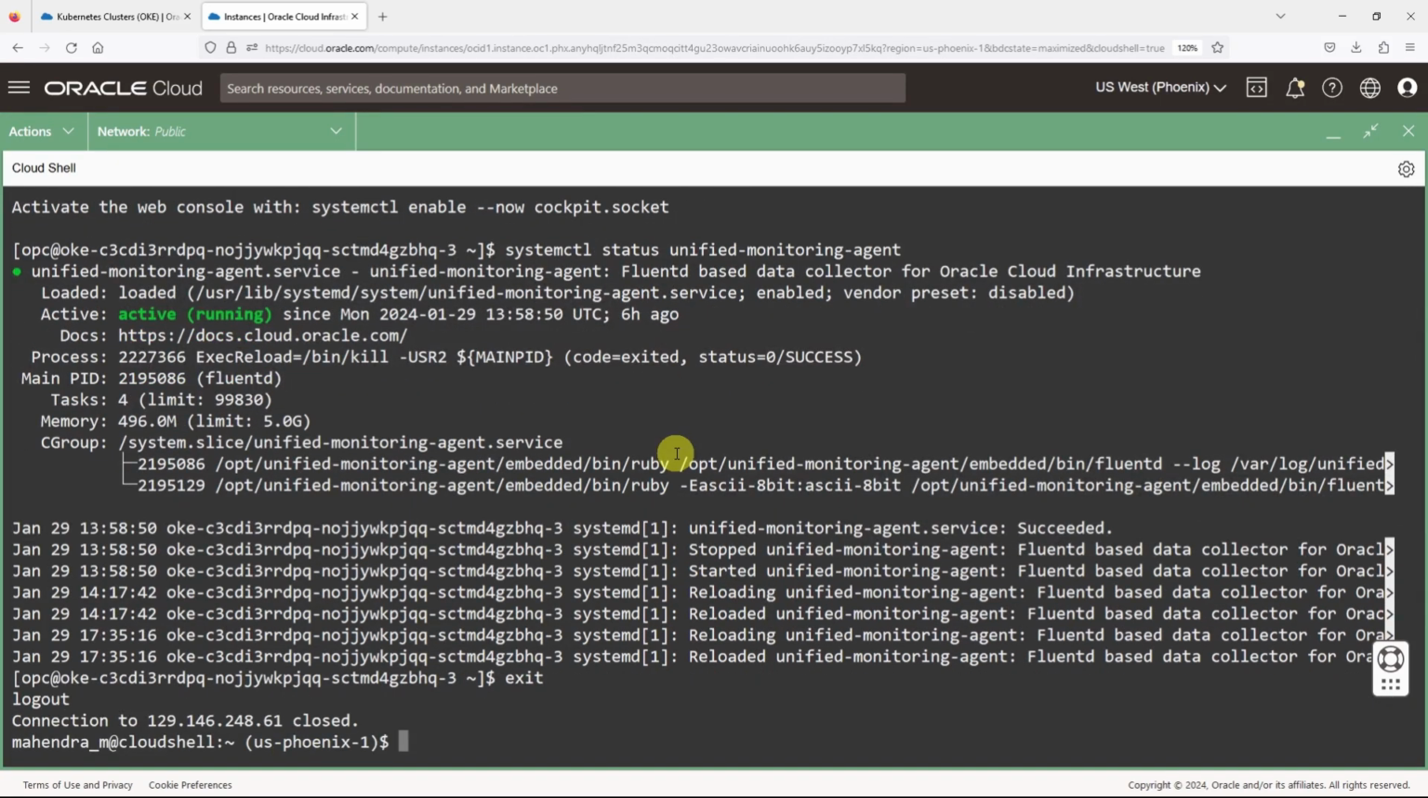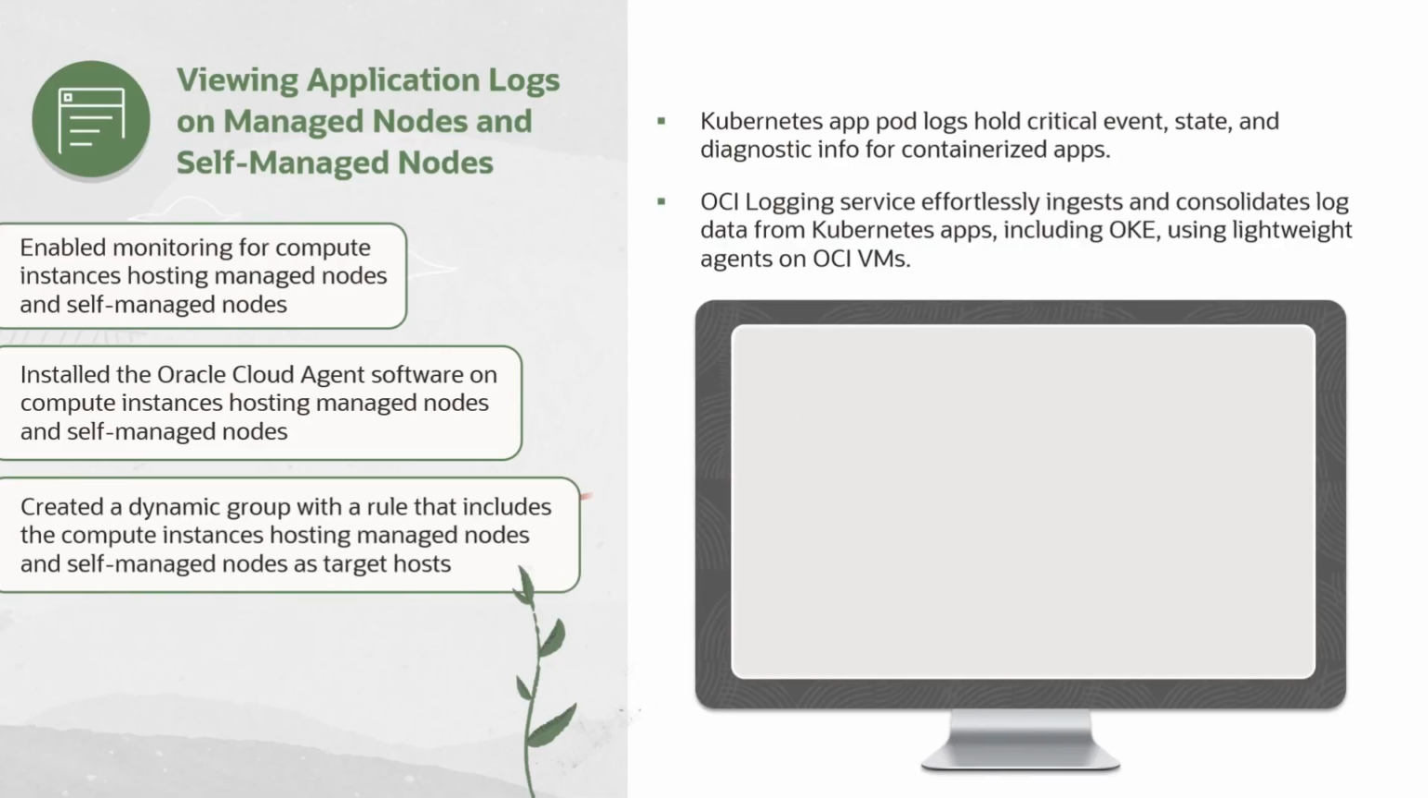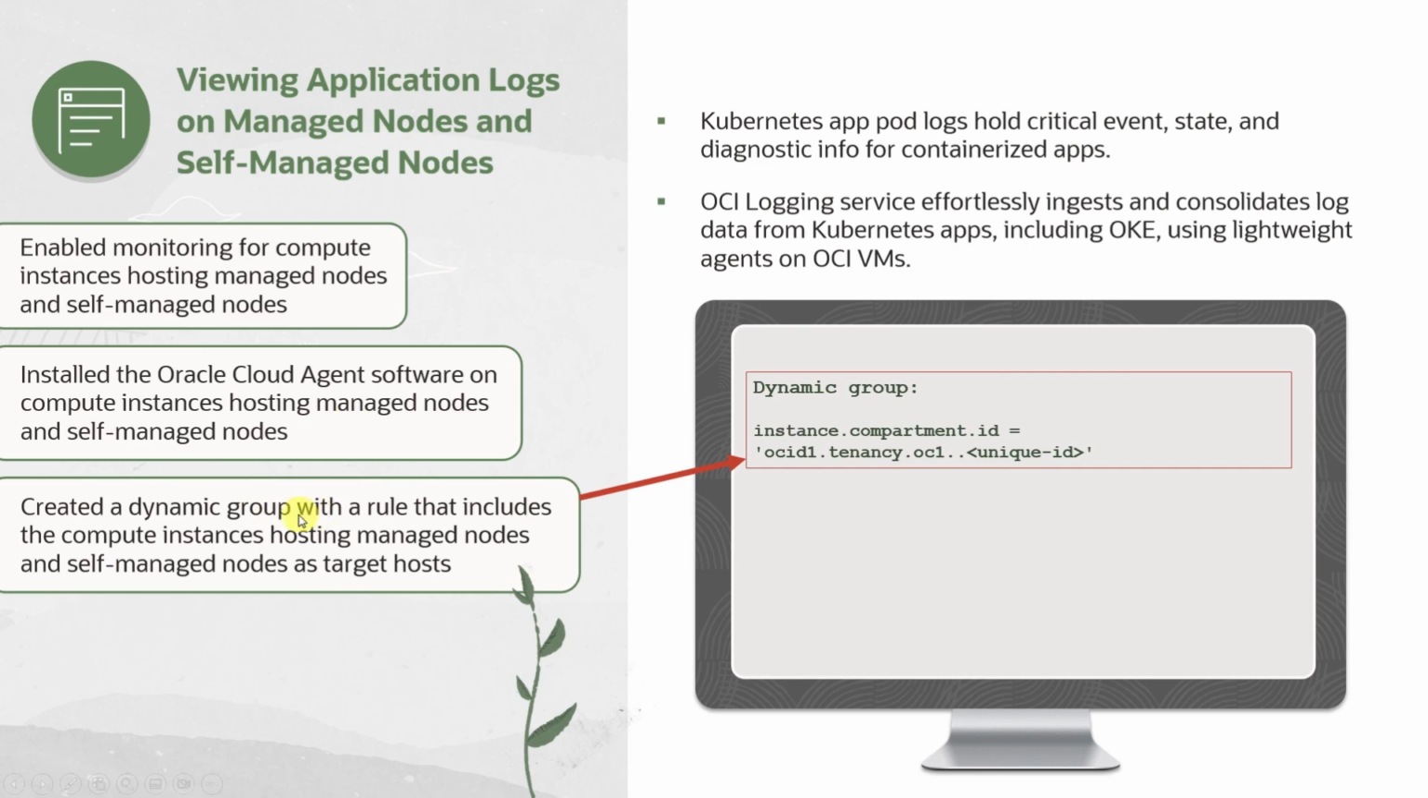Now let's go back to the slide deck and continue with the prerequisite steps. The next step is to create a dynamic group with a rule that includes the target hosts, which are our worker node compute instances. This dynamic group ensures that the right set of instances are identified for log processing. For the dynamic group, we will use the instance.compartment_id and set the value to the OCID of our ctd_oke compartment where our worker nodes are running.